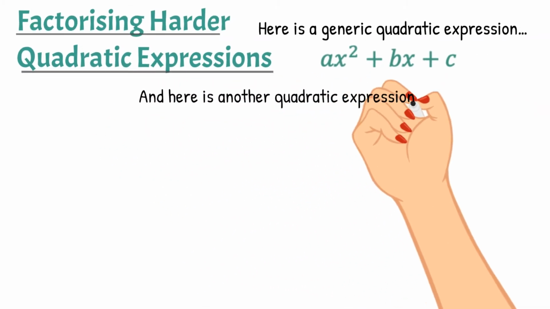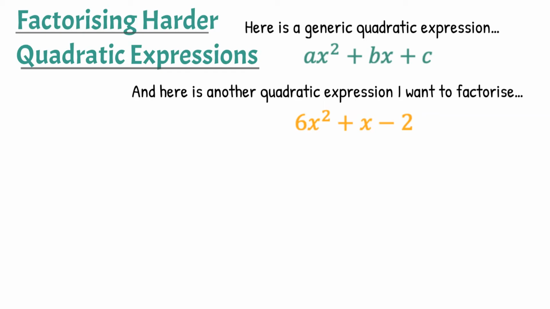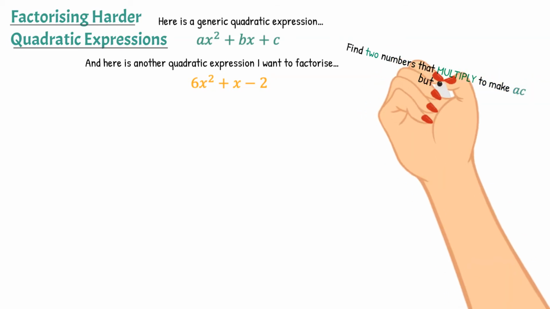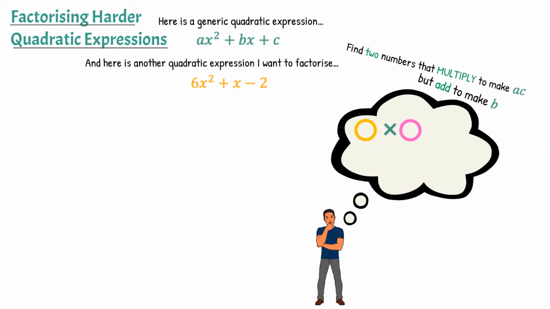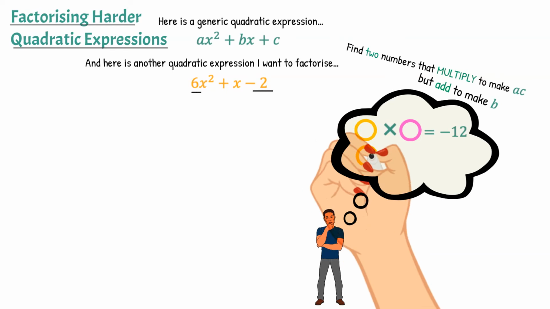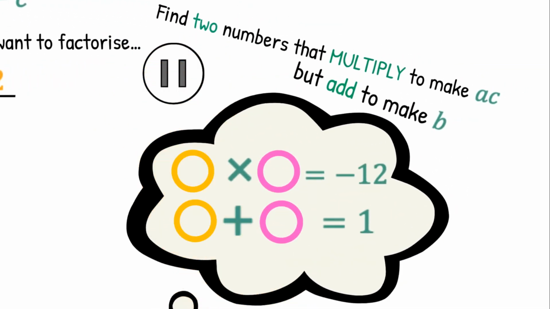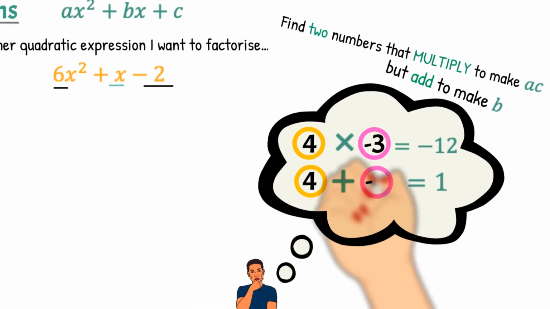So here is another expression that I want to factorize. I want to follow the same steps again and find two numbers that multiply to make AC but add to make B. Our problem looks like this. Two numbers times together to make AC, in this case 6 times minus 2, which gives me minus 12. Our same two numbers need to add to make the coefficient of x, which in this case is 1. Pause video now. The correct answer is 4 and minus 3.